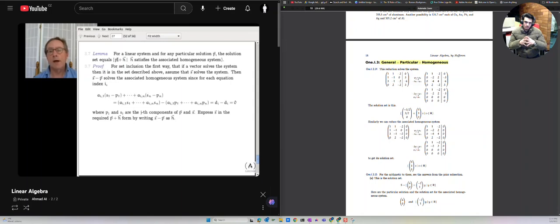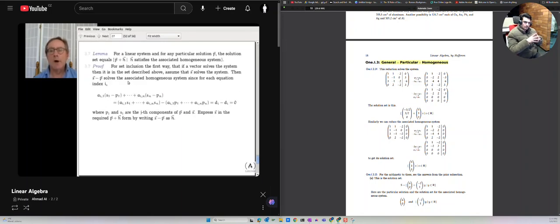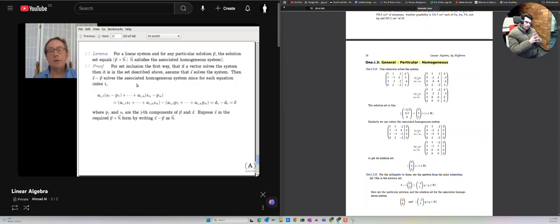To give the proof, I couldn't fit it all on one slide, so it's on the second slide too. First of all, I'm going to show that if a vector is in the solution set, then it is in this set also. And then on the second slide, I'm going to show that if a vector is in the P plus H set, then that vector solves the system. So that's called mutual inclusion. I'm going to show set inclusion in both directions. If a vector solves the system, then it's of this form.